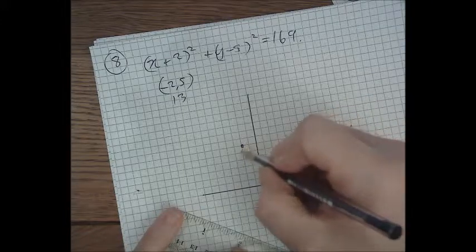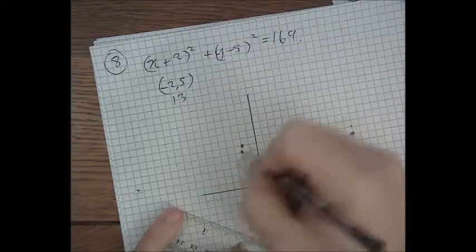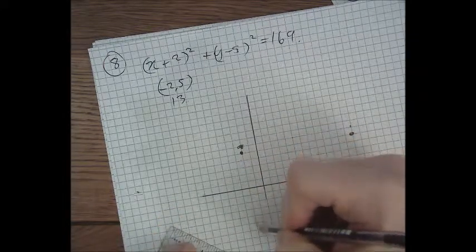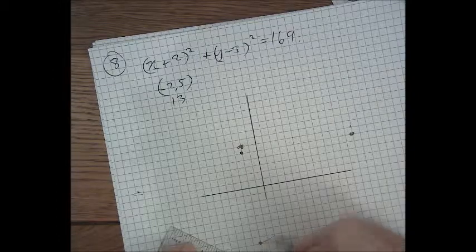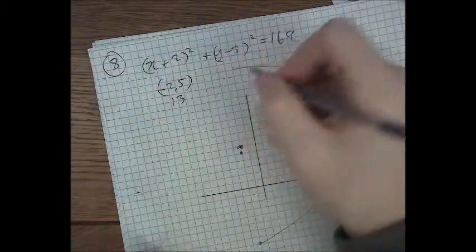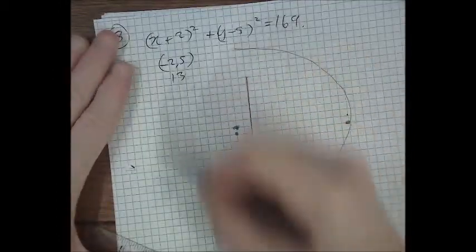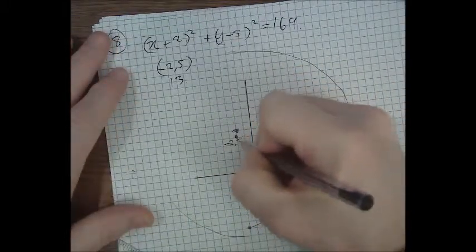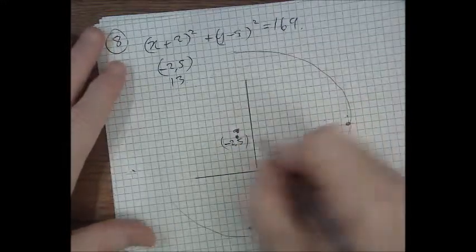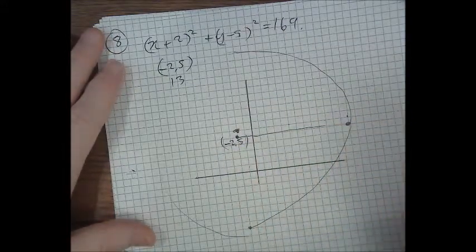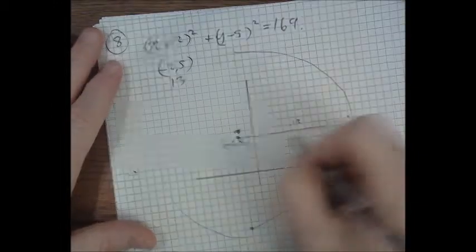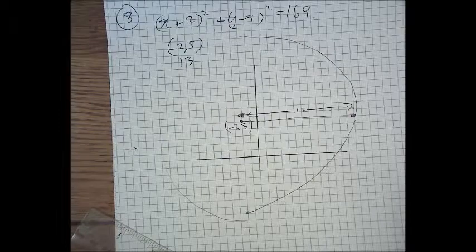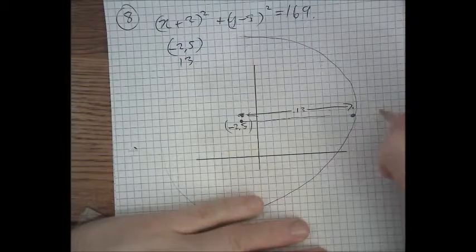Oh, that's slightly too high. It's not a circle. So that's -2, 5, and that is a distance of 13. I don't think I've drawn that very well. Which means, for example, that is 11, 5.